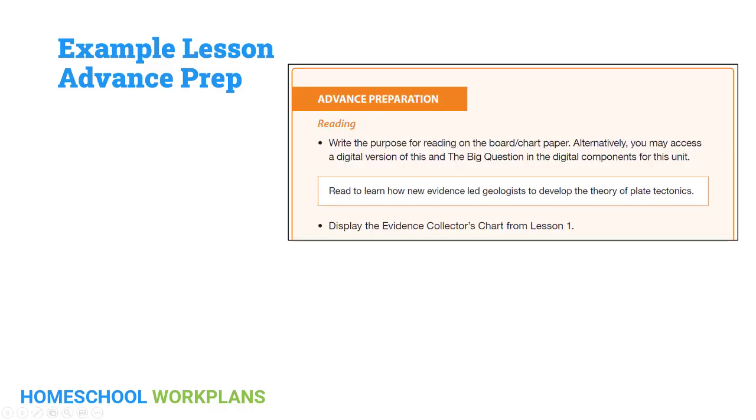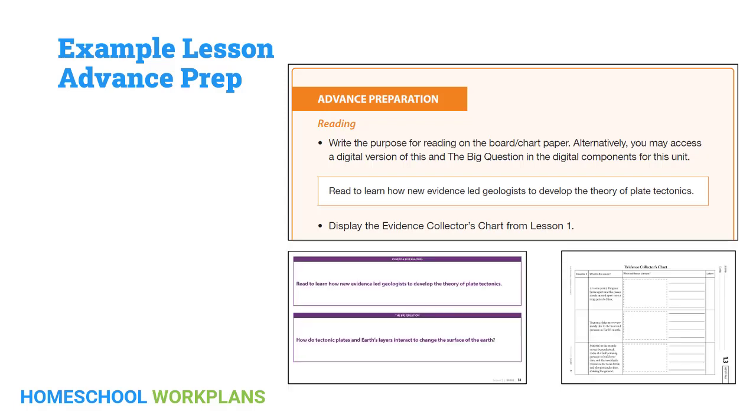All right, so the first suggestion is for the reading lesson, and they're suggesting we write the purpose of the reading for today on the board or chart paper. Now, I do think having this question handy is helpful, and if you have a whiteboard or a chalkboard, it's simple to just write it out. But a quick tip, if you open the digital components file, there's a page with this question written out in big letters that you can use. It also has the big question for the chapter on there as well. All right, let me show you that actually.